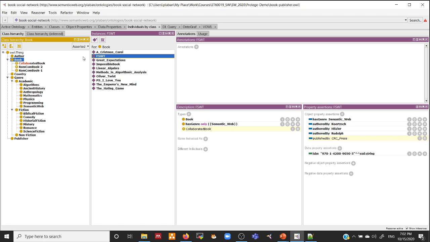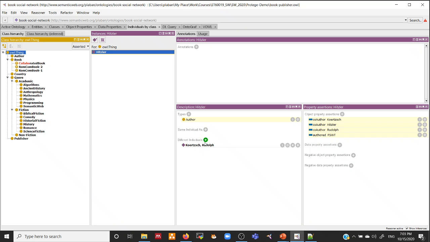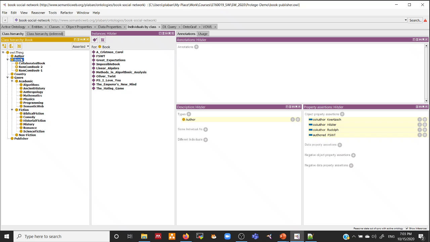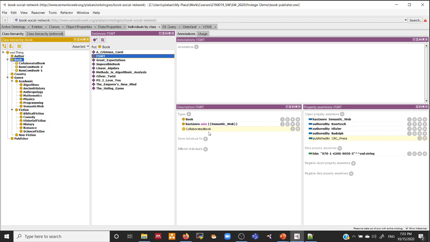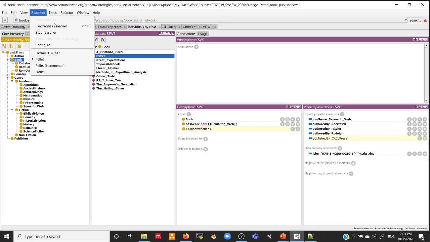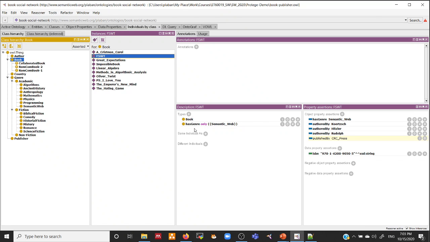Now there is something else to this. Let us go to Hitzler or Coates. Let us go to Hitzler, right? Here we have mentioned that Hitzler is a different individual from Coates and Rudolph. Let us try to remove this. Now if we remove this and then run the reasoner, earlier we had inferred FSWT belonging to collaborated book. Now if we synchronize it, you see this is gone. So this is no longer a member of the collaborated book class, right?